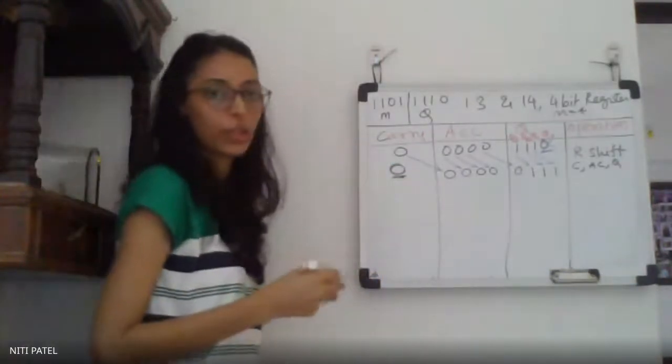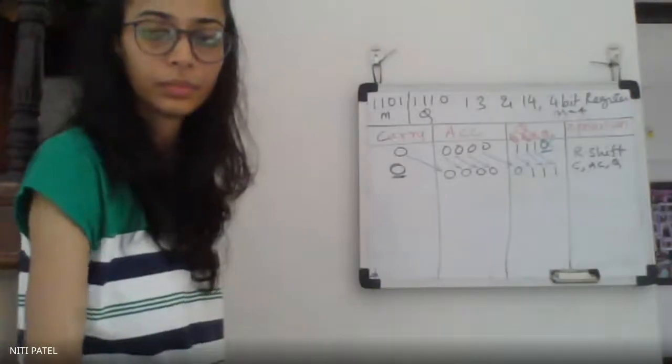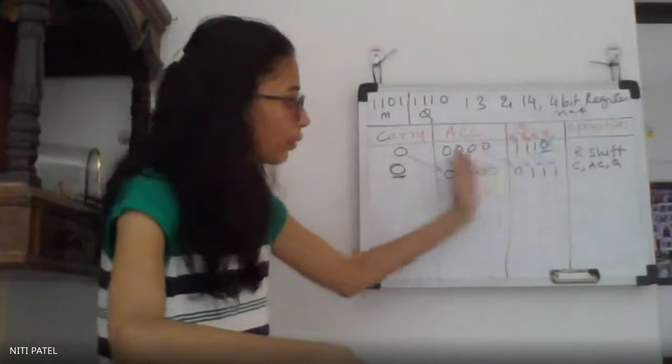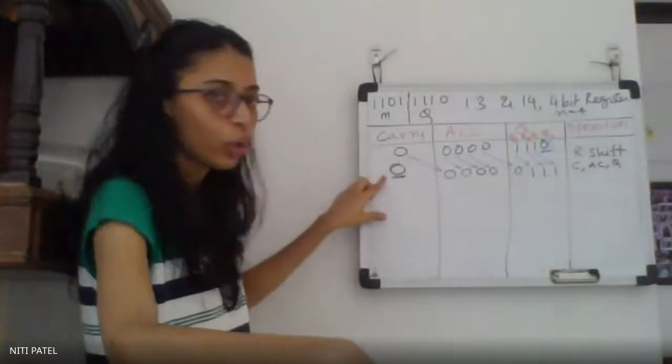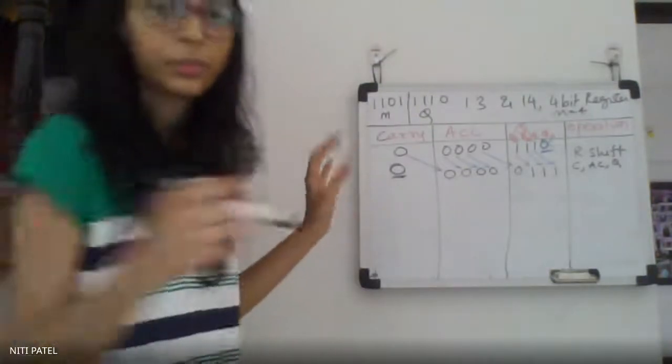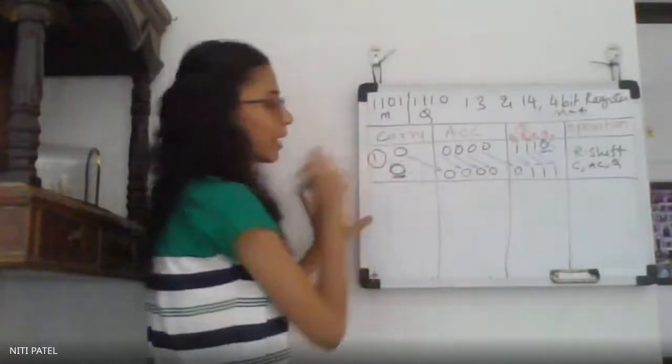Is the right shift understood? Yes, ma'am. So the first bit is discarded. All the remaining bits will be shifted. If you do not have anything over here, you have to append it with 0. Is this clear? So with this, we have completed our first cycle.